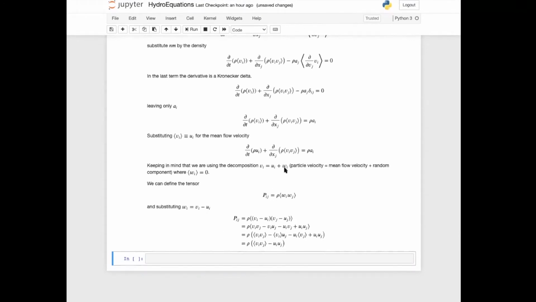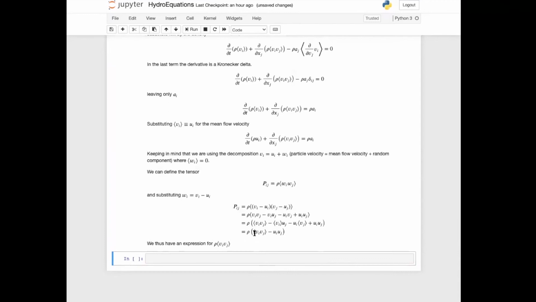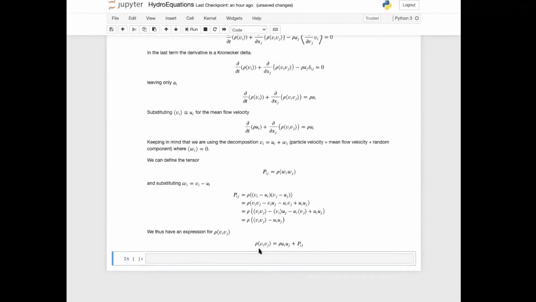We use this then to replace this with an expression for rho times the average of Vi Vj. Isolate this term. So this is very interesting. We have that the average of Vi Vj, the particle velocities, is an average of the bulk flows plus this tensor P. As we're going to see, this tensor P is a pressure. So the velocity of the particles, it makes sense, leads to a bulk flow plus a pressure. And the pressure comes from the random motions. If we substitute this expression back into the original equation, we find the Navier-Stokes equation.